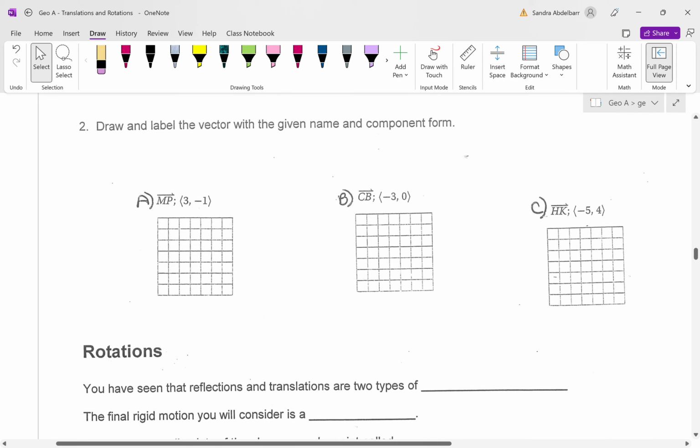So now what we want to do is draw and label the vector with the given information and component form. All right, so we're starting at M, we're ending at P. It doesn't matter where you start. It doesn't matter where your initial point is. So I'll just say that this is M, and then I'm going to go 3 units to the right, 1, 2, 3, and 1 unit down. So there's the P, and then I draw an arrow pointing from M to P. All right, you guys try letter B on your own, and then we'll move on.